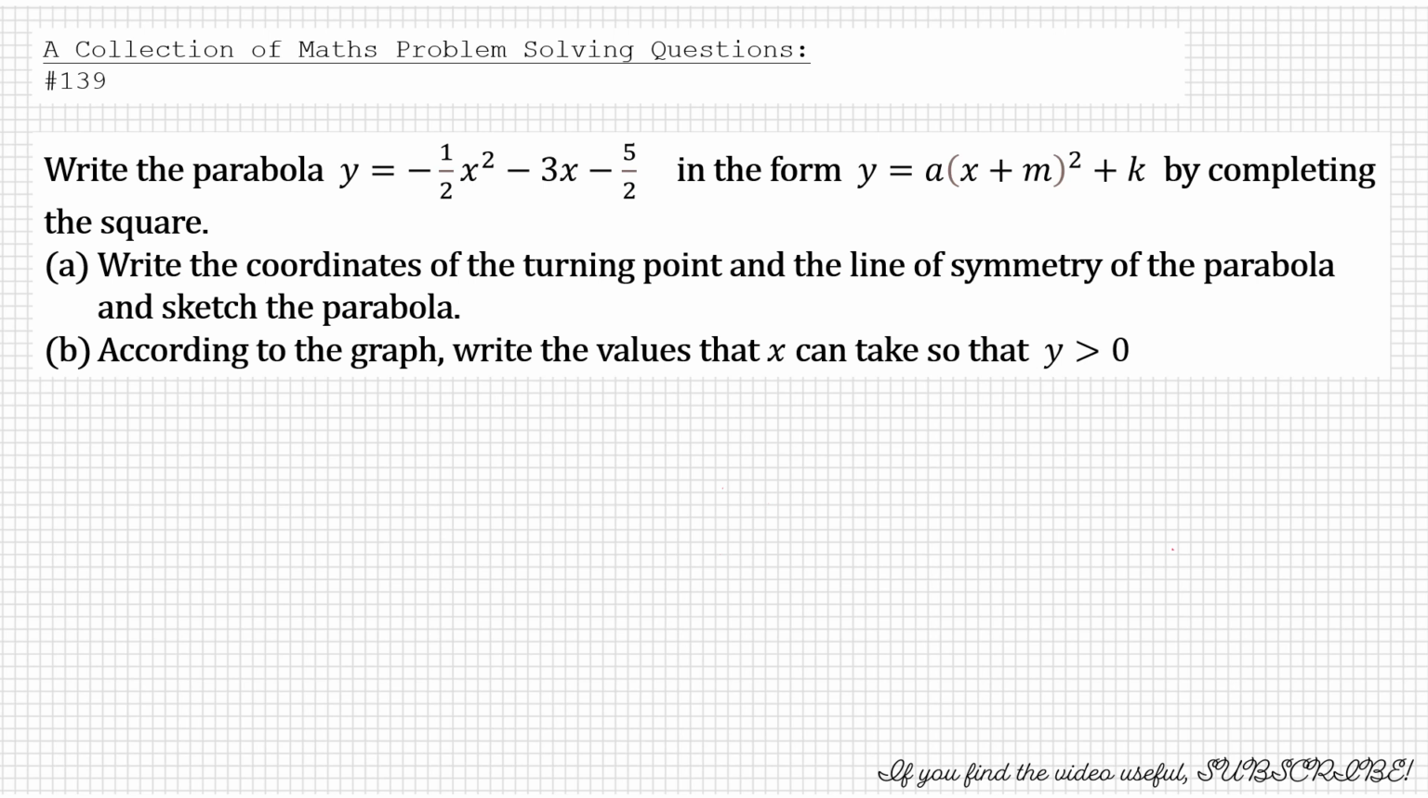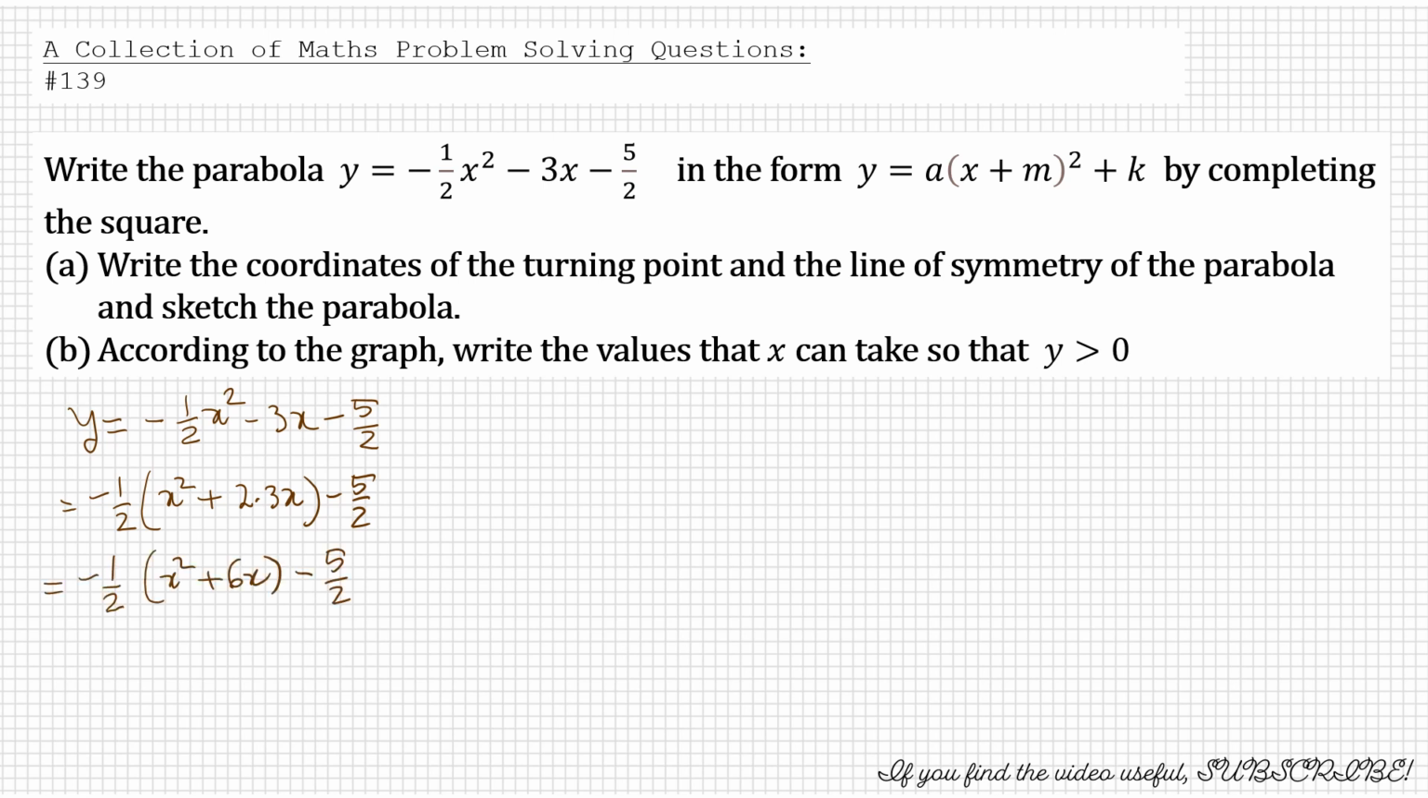So to start with, we write down y equals minus half x squared minus 3x minus 5 over 2, and this is the expression that we have to write in square form. To do that, we take minus half common outside the bracket. It becomes minus half, x squared plus 2 times 3x, because minus is already outside the bracket, and then minus 5 over 2 remains as it is. This is written as minus half, x squared plus 6x, and then minus 5 over 2 as is.